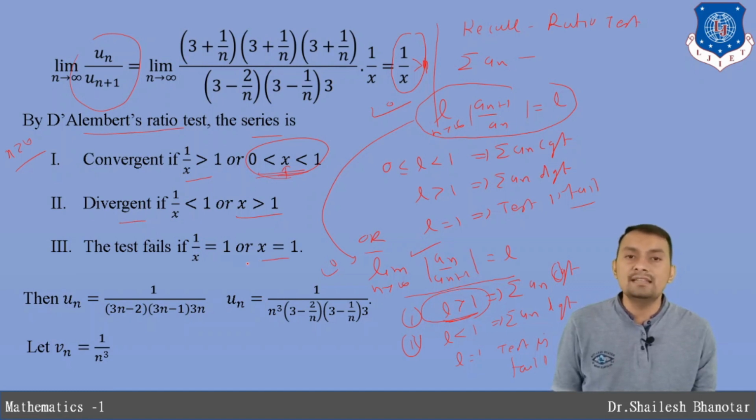But what we can say, for x equal to 1, the series will be this one. Again, the numerator contains the highest power n raised to 0, but when you expand this, the denominator also contains the highest power, that is n raised to cube. That means we can apply the comparison test, and therefore Vn is 1 divided by n cubed.